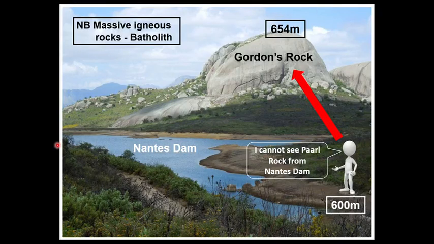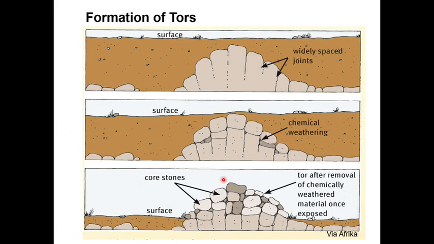Now, I've just brought another interesting photo to show you. We've done the massive igneous rocks, the batholith. Here we've got the Nantes Dam, right? And here's this person standing, that is 600 meters, 654. In other words, that rock is about 50 meters high. And right on the other side, exactly on the other side, there is Paarl Rock. So there's no way that Paarl Rock is indivisible from Nantes Dam. That's a beautiful photo to show you what we really mean by indivisibility.